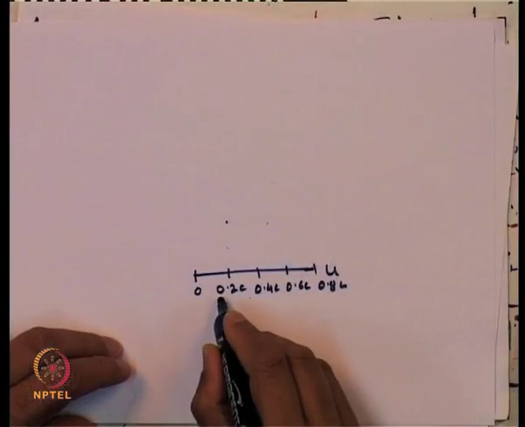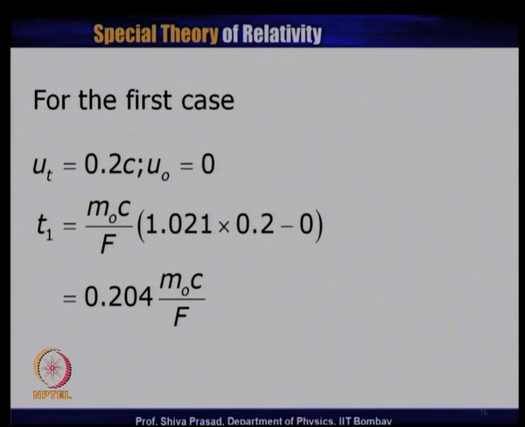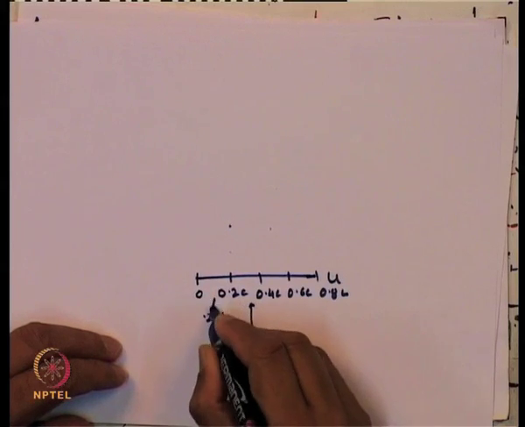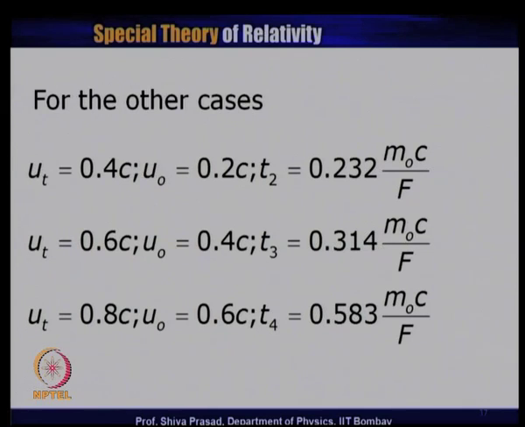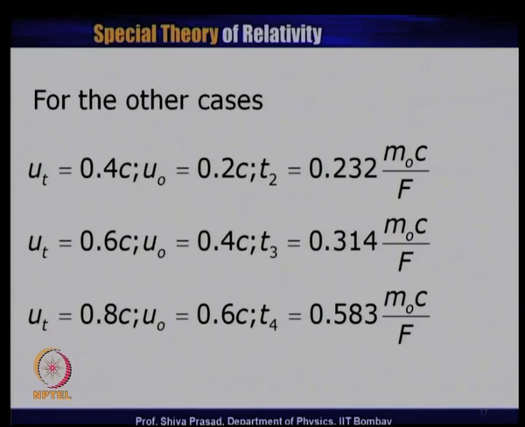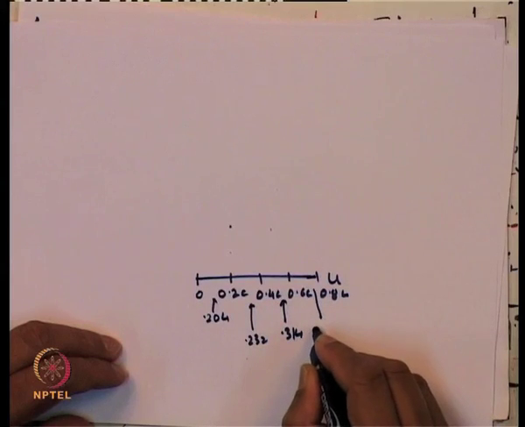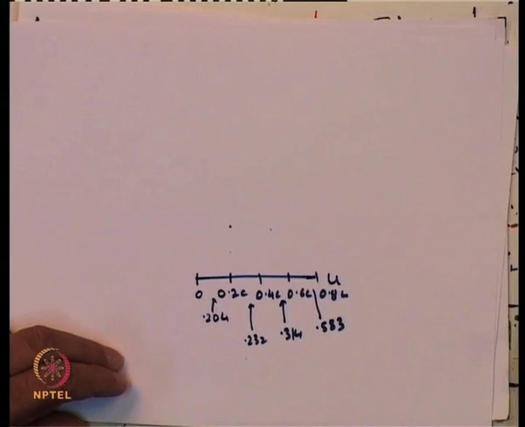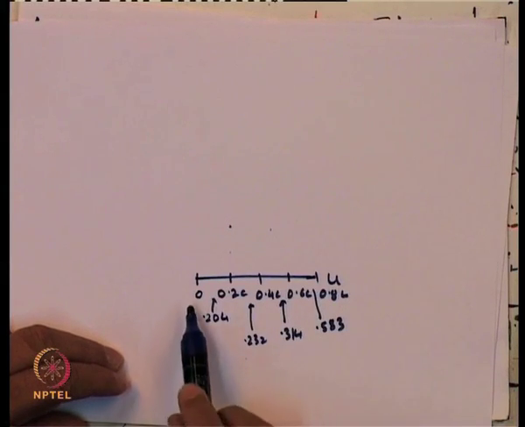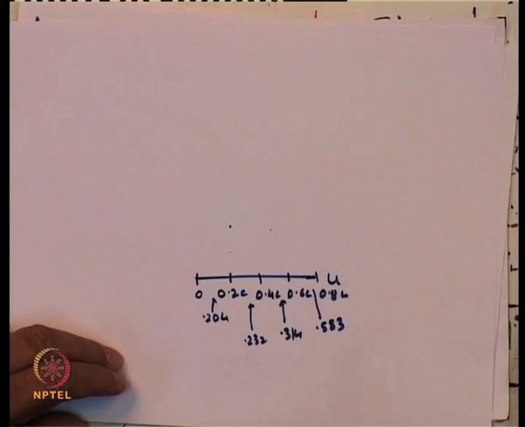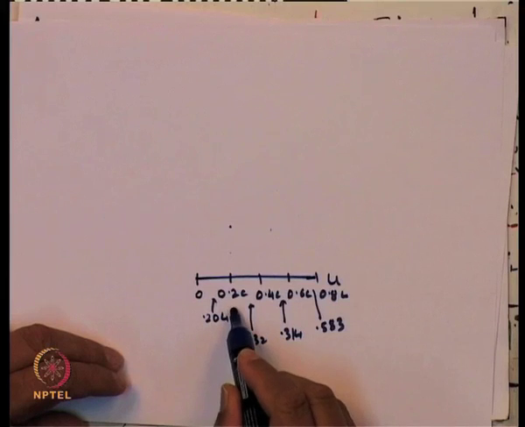So, as we can see, with whatever is the factor, if you go between 0 to 0.2, the value which I get is 0.204. In this interval, I get 0.232. In this interval, I get 0.314. In this interval, I get 0.583. So, though the speed interval is the same and the force is the same, it is faster for the particle to travel the speed interval from 0 to 0.2c, in 0.204 multiplied by whatever is that factor.